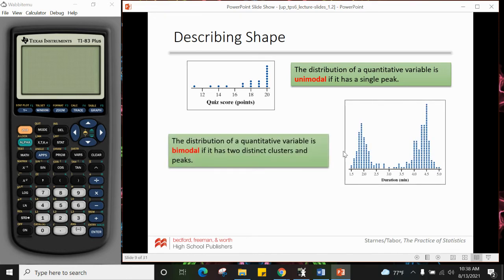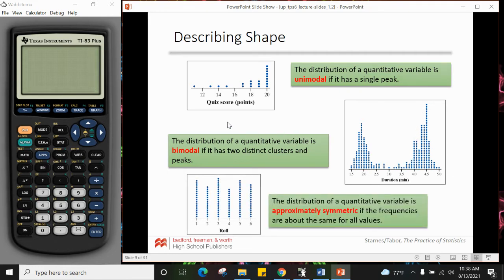This would be a bimodal. There's two peaks, right? If I kind of draw a line around the data, two big peaks. So this would be bimodal.